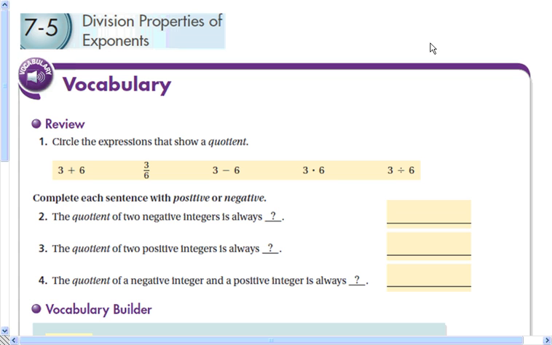All right, this is lesson 7.5, division properties of exponents. You're going to learn to divide powers with the same base and to raise a quotient to a power.